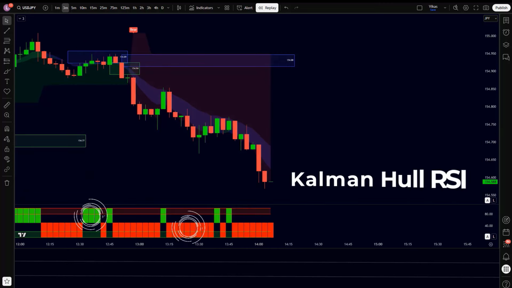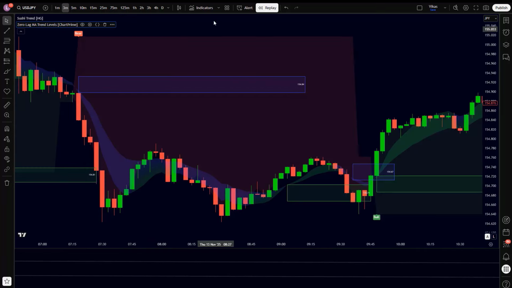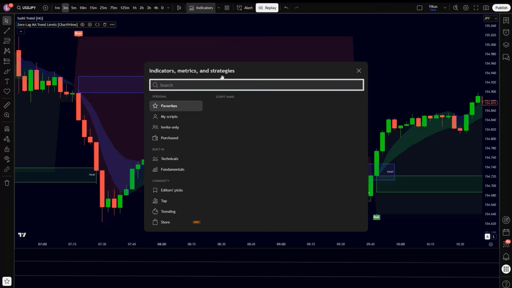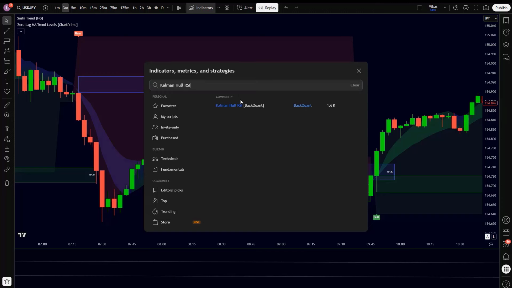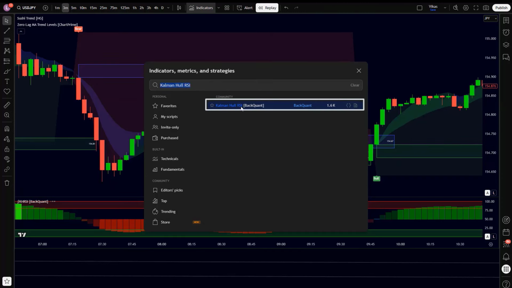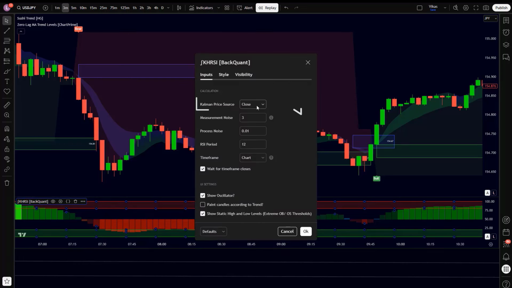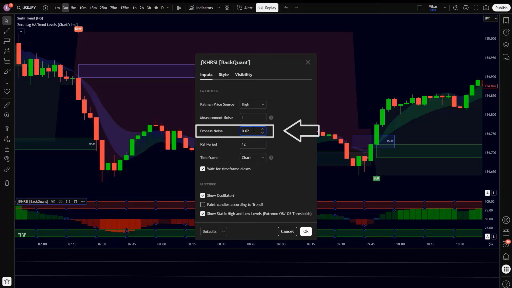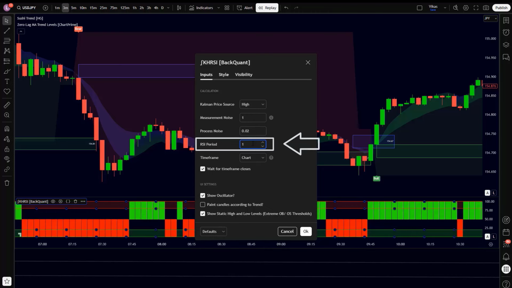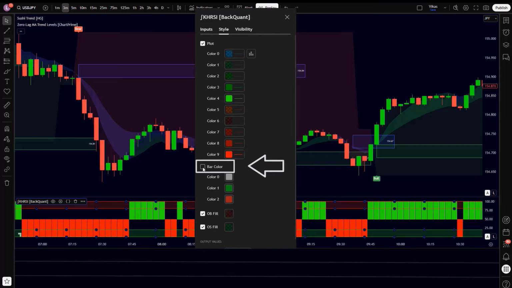The green and red candle we see in the chart is called the Kalman-Hull RSI indicator. Let us understand the trading setup. We will search Kalman-Hull RSI in the search box of TradingView. After that we have to click on the Kalman-Hull RSI option, in which we have to change some settings. We have to change this Kalman price source option from close to high. Change this measurement noise option from 3 to 1. Change this process noise option from 0.01 to 0.02. Change this RSI period option from 12 to 1. We need to hide these options.